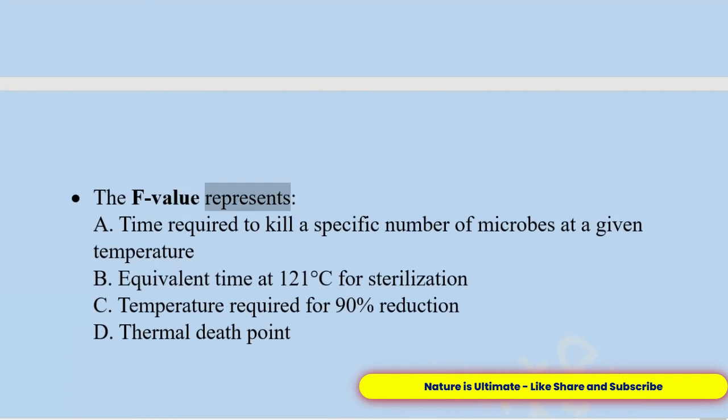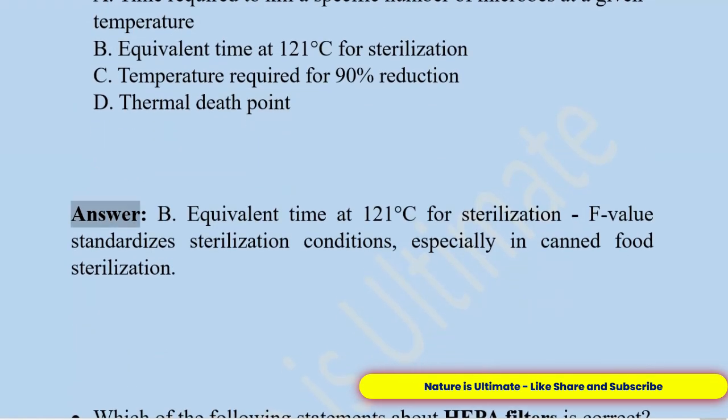The F value represents: A. Time required to kill a specific number of microbes at a given temperature. B. Equivalent time at 121 degrees Celsius for sterilization. C. Temperature required for 90% reduction. D. Thermal death point. Answer: B. Equivalent time at 121 degrees Celsius for sterilization. F value standardizes sterilization conditions, especially in canned food sterilization.